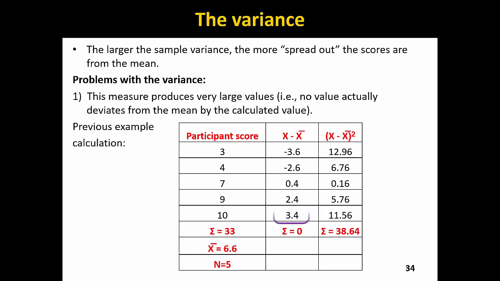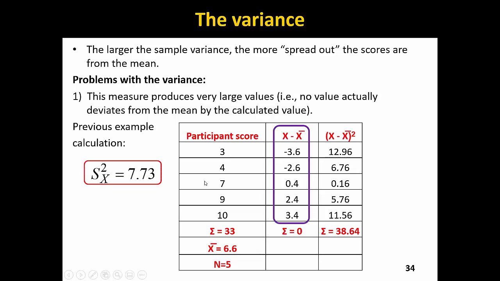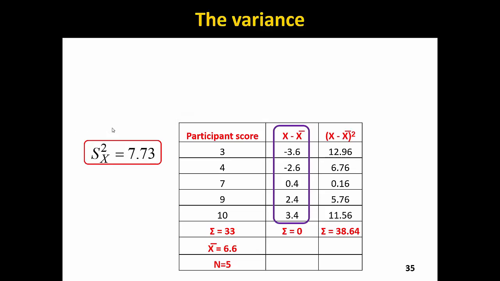So from the previous example calculation, we have a variance of 7.73, but if we take a look at the actual deviation, how much each score deviated from the average, no one score deviated by this amount. So the large value here does not reflect how much each participant score deviated from the average.